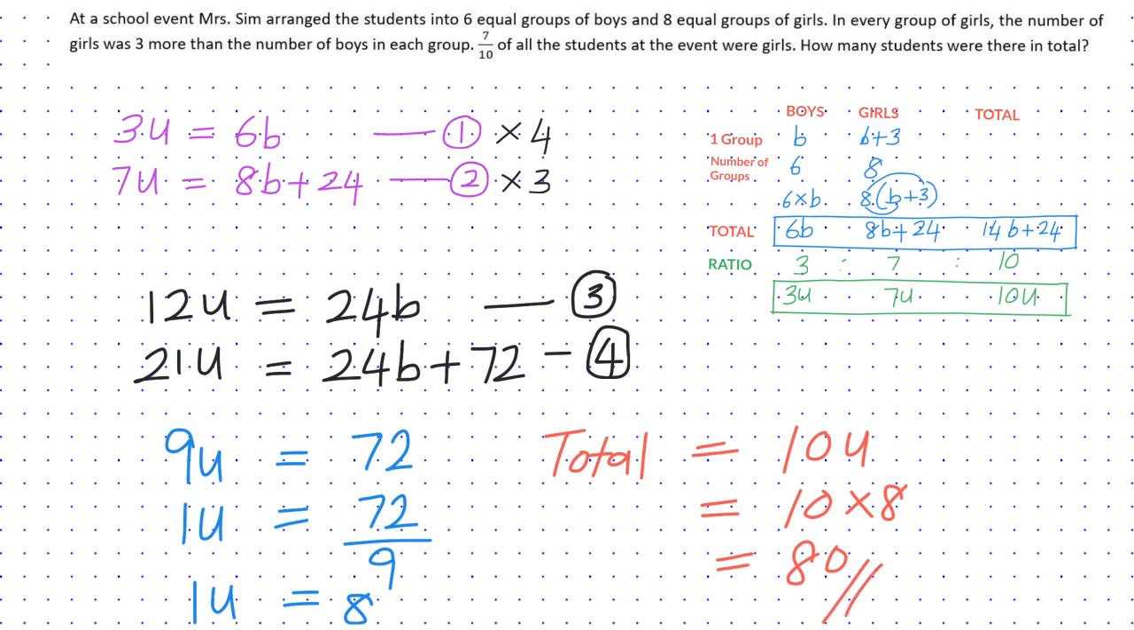Okay, so to explain a bit more, when I came up with the two equations, I used the boys, which is 3 units, and the girls, which is 7 units. But notice how we came up with two expressions for the total number of students in terms of B and in terms of U. So to come up with the two equations, you could also use the total number of students and the girls, or the boys and the total number of students. You would still end up with the same answer, which is 80 students.